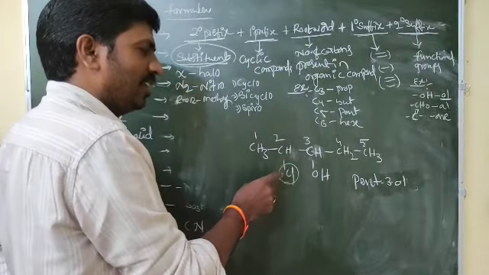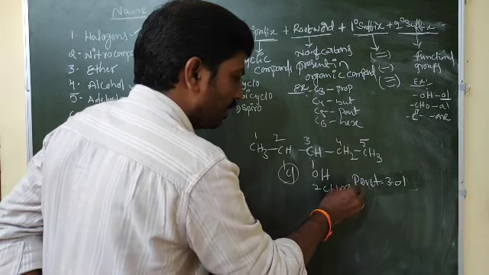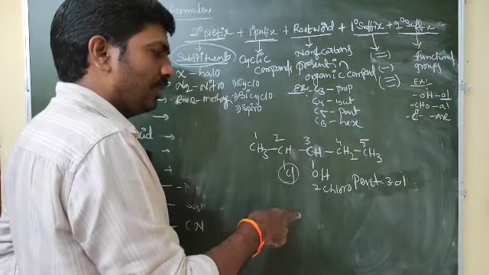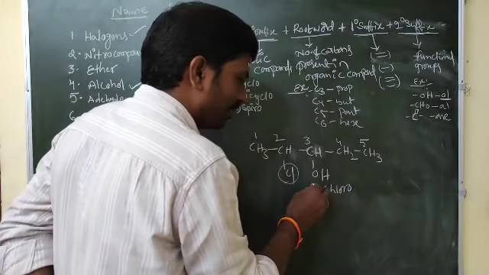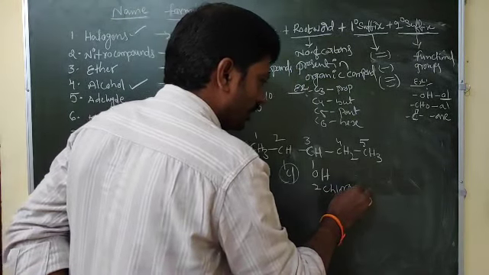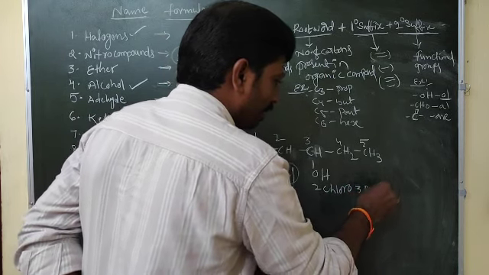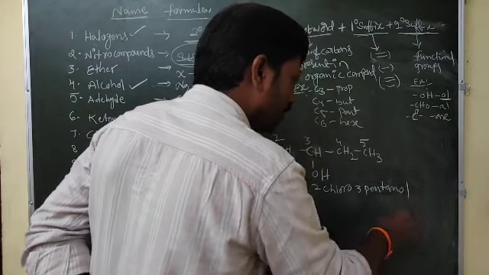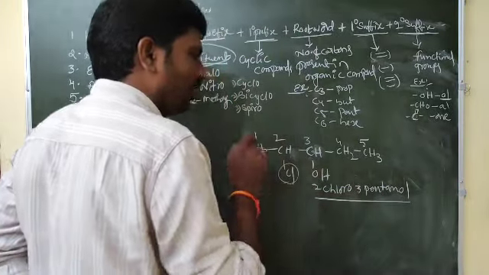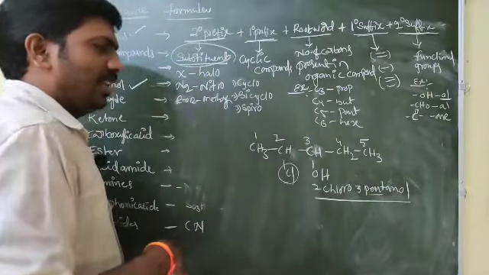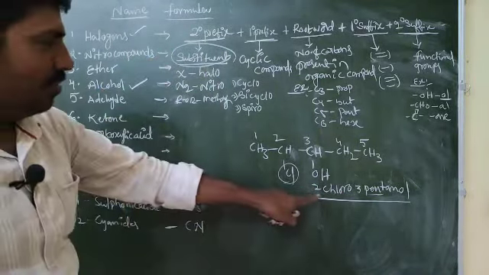Before this, what is this one? 2 chloro, 2 chloro. 2 chloro 3 pentanol we should write. 3 pentanol means the third carbon has the alcohol group, and the total carbons is 5. So this is the primary prefix.